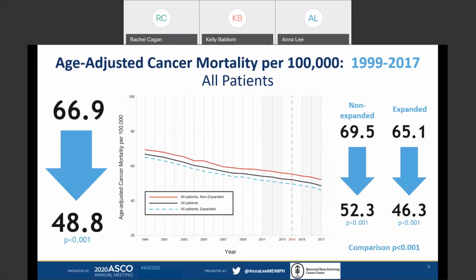We found that cancer mortality improved over time from 1999 to 2017 for everyone, which is represented by the solid black line on the graph, and that age-adjusted cancer mortality was consistently worse in non-expanded states, represented by the solid red line, when compared to expanded states, as shown by the dotted blue line. The gray bars on the graph represent the peri-ACA years that were specifically evaluated in the difference in differences analysis. As these overall trends show, the difference in differences analysis is important in this type of study because there were already large disparities between the two groups before the ACA was rolled out.